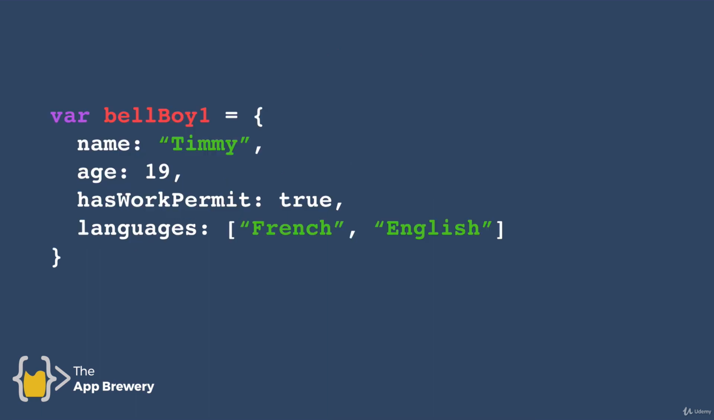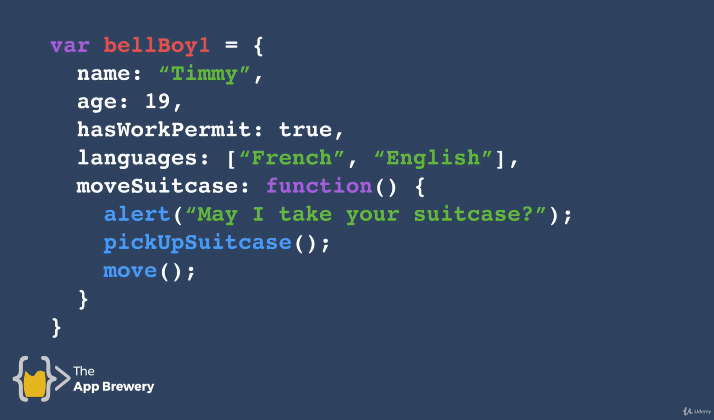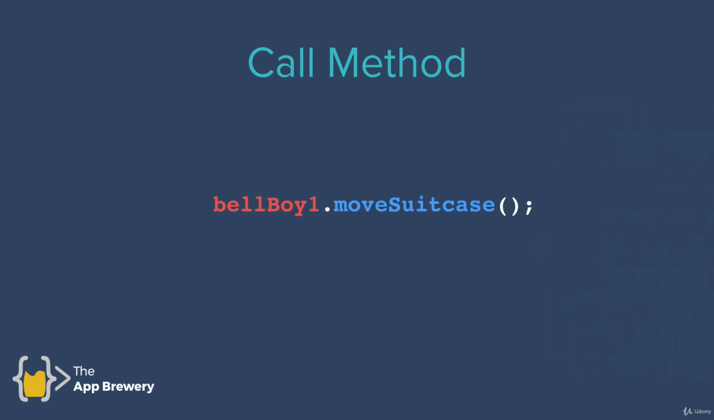But in our previous syntax, if we wanted our object to also have an associated function, then all we have to do is provide the name of the function as a new parameter, then a colon, and after the colon, we just put in the anonymous function. And now our bellboy1 has a method, which remember is just a function that's associated with an object. And if we had a suitcase in the lobby, then we can simply call the method and say bellboy1.moveSuitcase and perform that method.